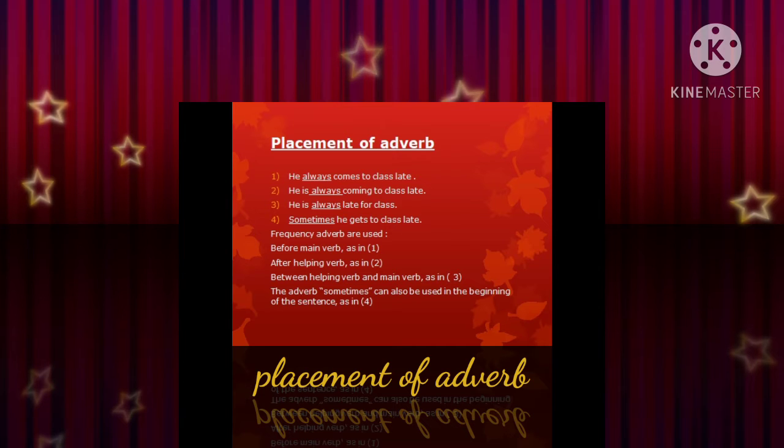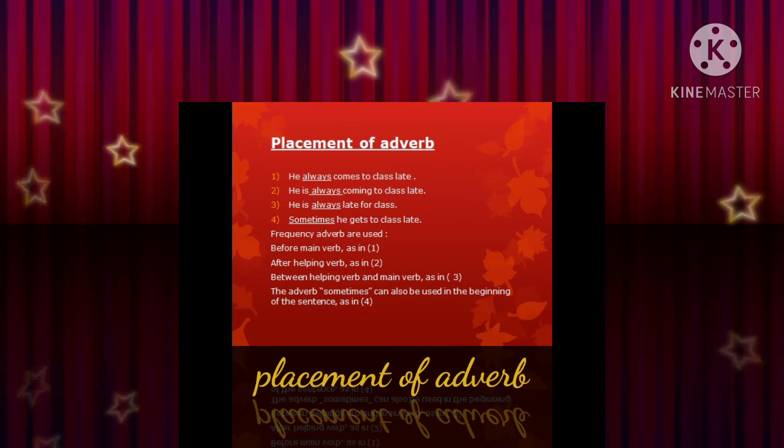So we can use an adverb before the main verb. The main verb in the first sentence is come, and always is the adverb. So you can use it before the main verb. You can also use it after an auxiliary verb, as in the example of two. He is always coming to class late. Is is a helping verb, always is the adverb, and coming is the main verb. So you can also use it after a helping verb.